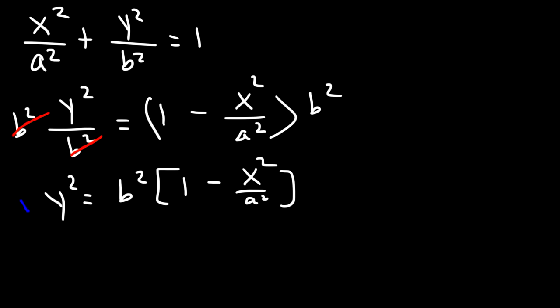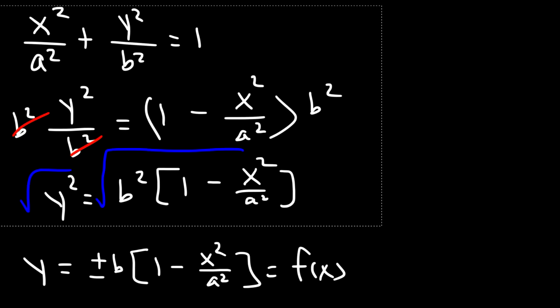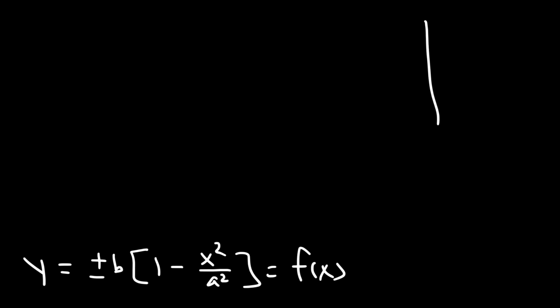And then I need to get y by itself, so I'm going to take the square root of both sides. So I'm going to have y is equal to plus or minus b times the square root of 1 minus x squared over a squared. So basically this is my f of x function. So consider this ellipse. Based on the equation that we use, this is a and this is negative a. This is b and this is negative b. I'm going to find the area of the first quadrant, and then I'm going to multiply it by 4 to get the total area of the ellipse.